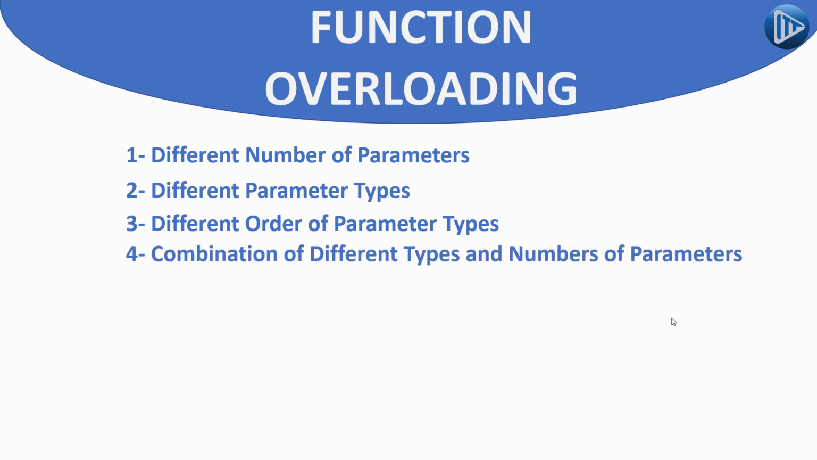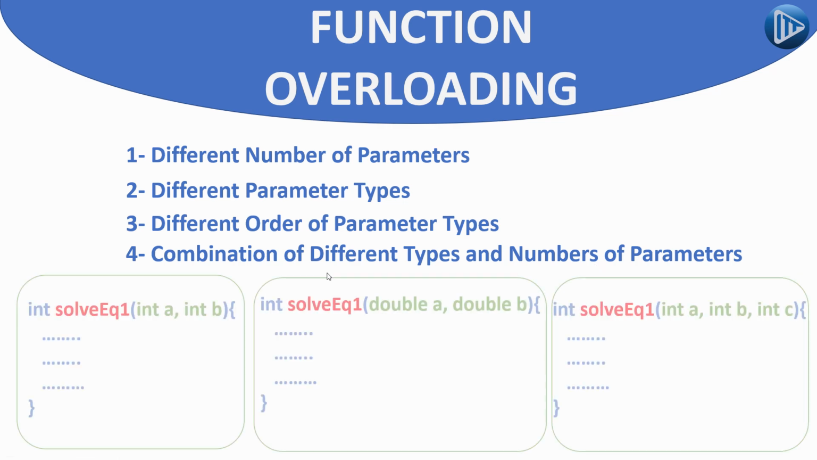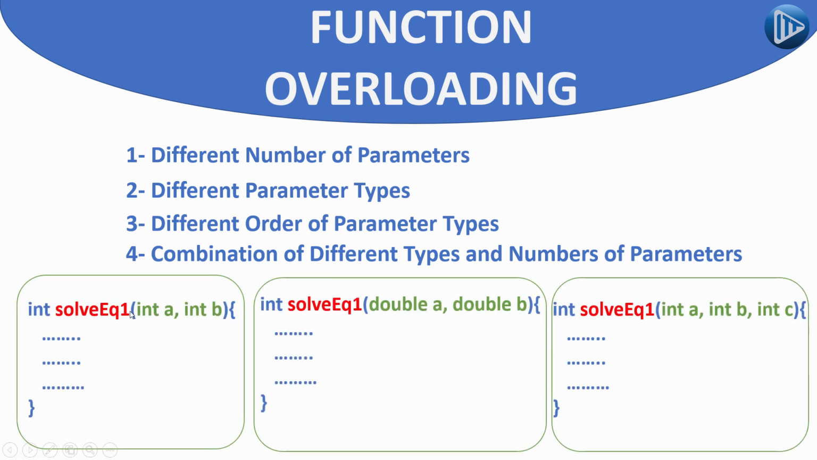And the fourth way, of course, is by using a combination of these three over here. So we can change the types and the number of parameters. Like for example, as you can see here, we have two parameters, but its type is integer and the second one is integer as well. Here we also have two parameters, but the types of data that we are accepting are different. And then we have a third function, which is also called solve equation 1, but with a different number of parameters. Like this one has 2 parameters, but this one has 1, 2, 3. So we can use a combination of all these three over here to create multiple functions using overloading.